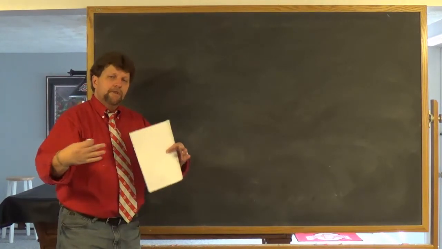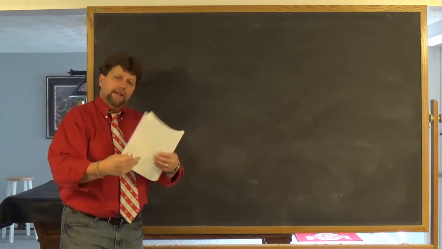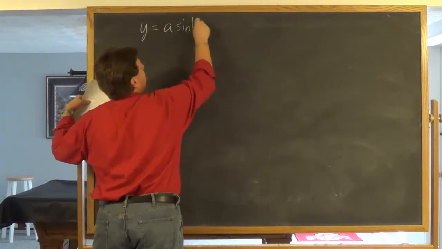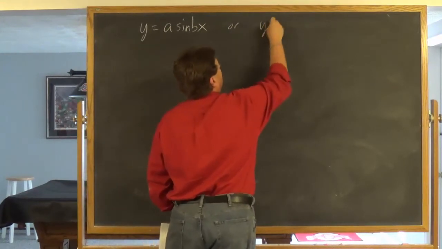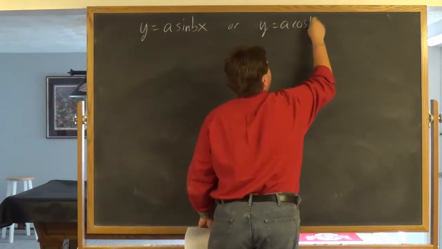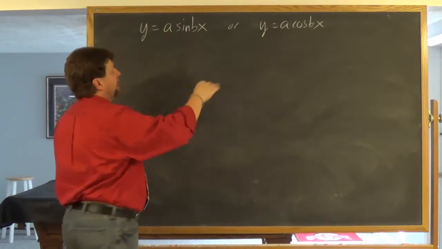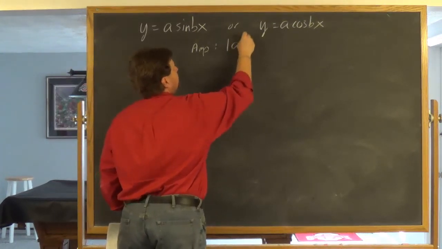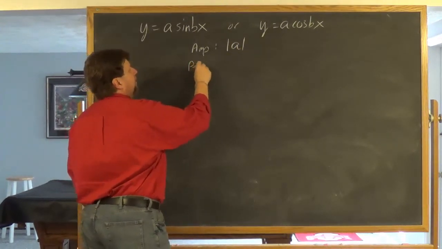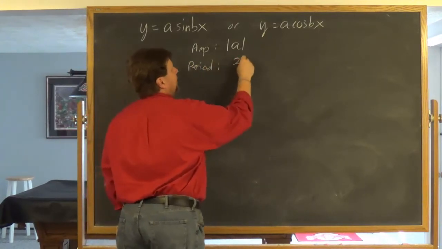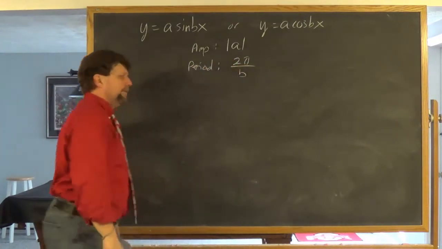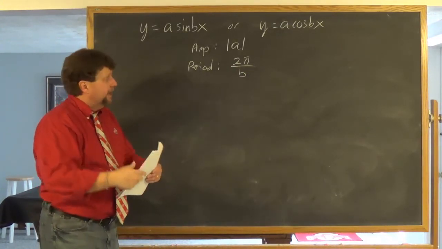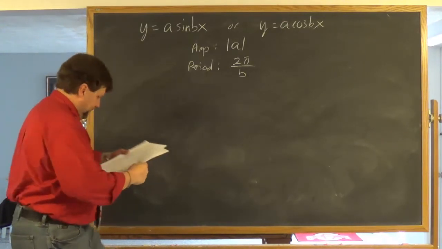Okay, finally, folks, let's put these two things together that we've talked about, the amplitude and the period. If you're asked to graph y equals a sine bx or y equals a cosine bx, for either one, we know the amplitude is the absolute value of A. The period is found by doing 2 pi divided by B. So that's putting everything together that we've done. And let's try to do one example.